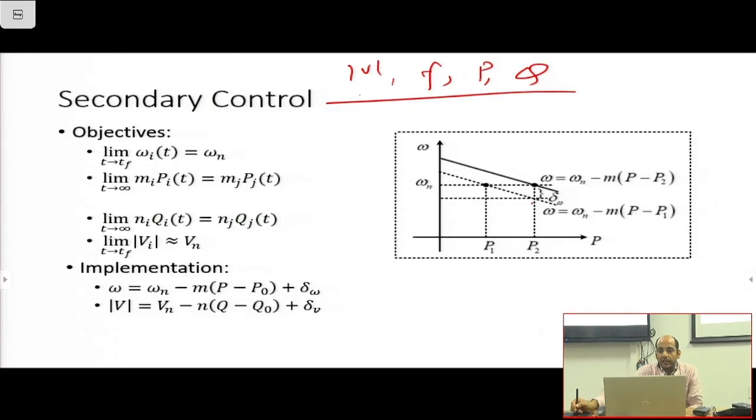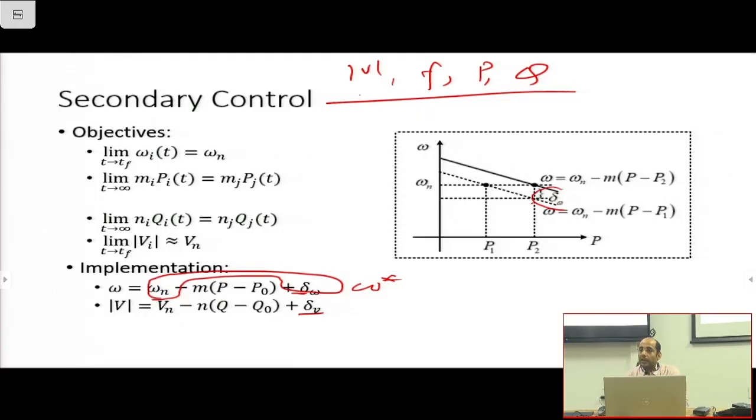These objectives are achieved by adding this delta omega. So the droop equation will now change: omega equal to omega nominal minus mp minus p naught, plus delta omega, and likewise for the voltage, plus delta v. This variable is called the secondary control variable. Sometimes the nominal and this are added together to make a new variable like omega star. That is also fine. You will find papers and literature with both approaches. So the action of the secondary control is to give either this delta omega or omega star. Some variable you have to get from the secondary control. The question is, how do you get it?